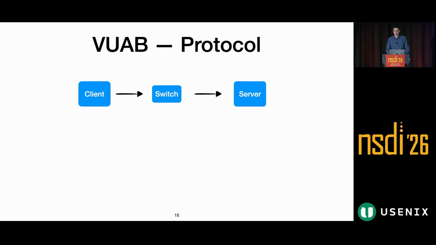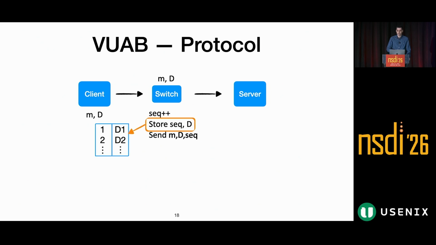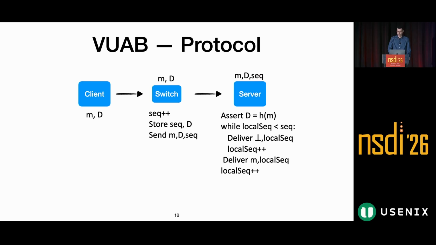So how does this protocol work? When a client wants to broadcast a message, it computes a digest of the message and sends both the message and the digest to the switch. The switch then assigns a sequence number to the message and also stores the sequence along with the digest in memory. Finally, it sends the message, the digest, and the sequence number to all servers.